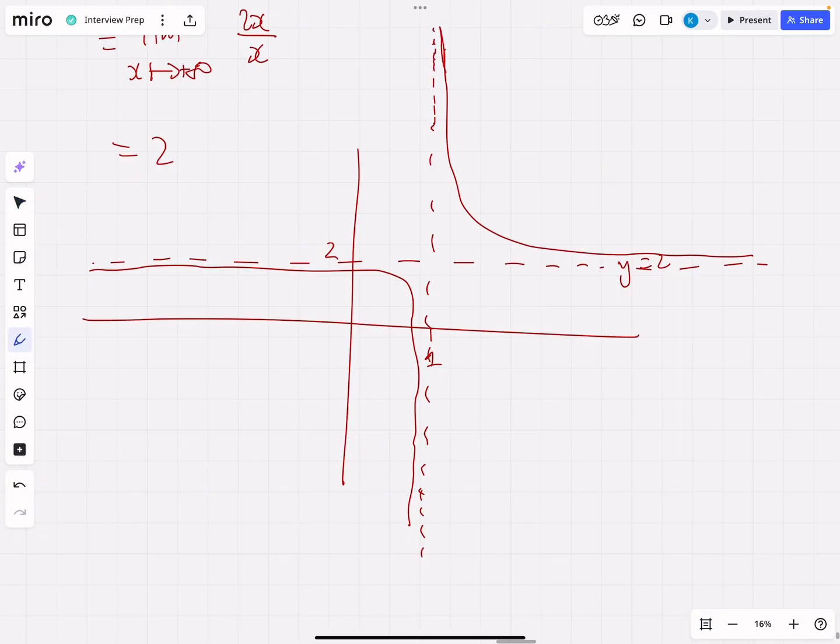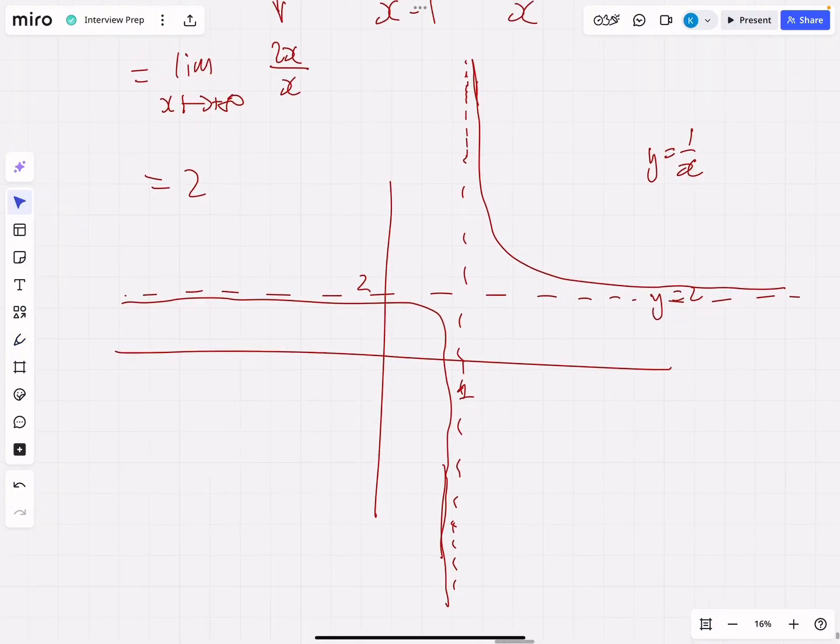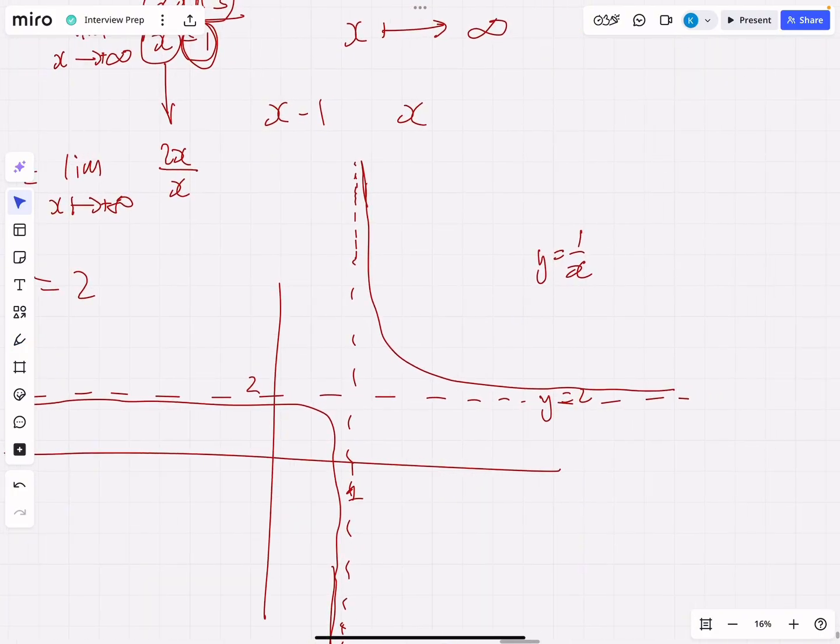Okay, and you can notice that this kind of looks related to the graph of y equals 1 over x. You may be wondering, okay, why does it tend down to positive infinity here? Well, think about what we spoke about before. Now we don't have x as our denominator. We have x minus 1.